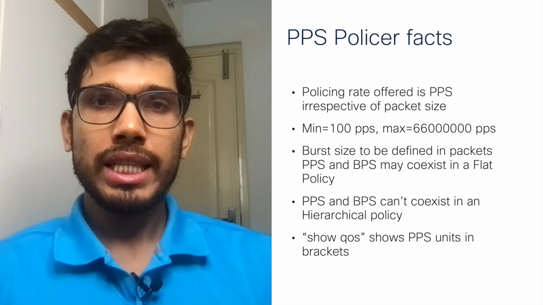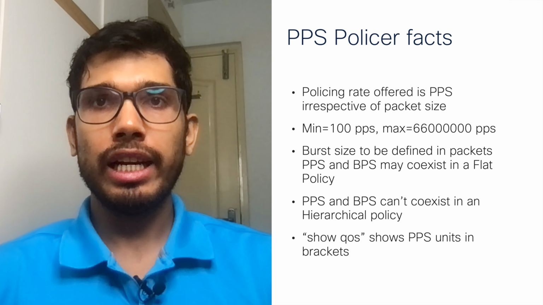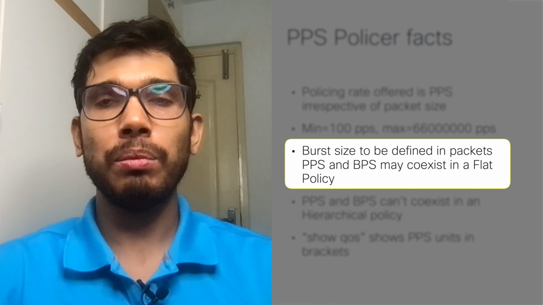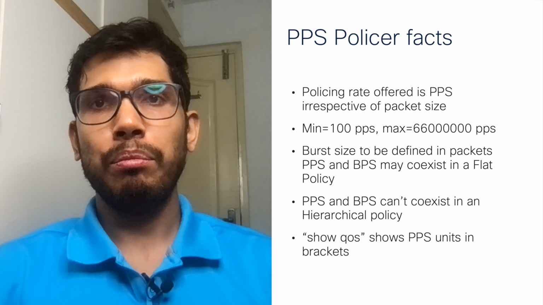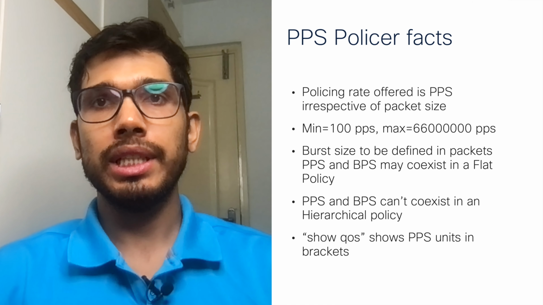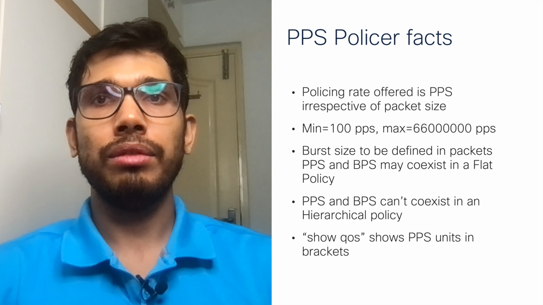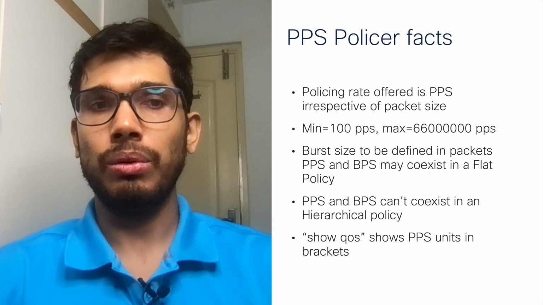The PPS and BPS rates may coexist in a flat policy. That means some of the classes might be using a policer defined in packets per second, and some of the classes may be using a policer defined in kbps or Mbps and so on.